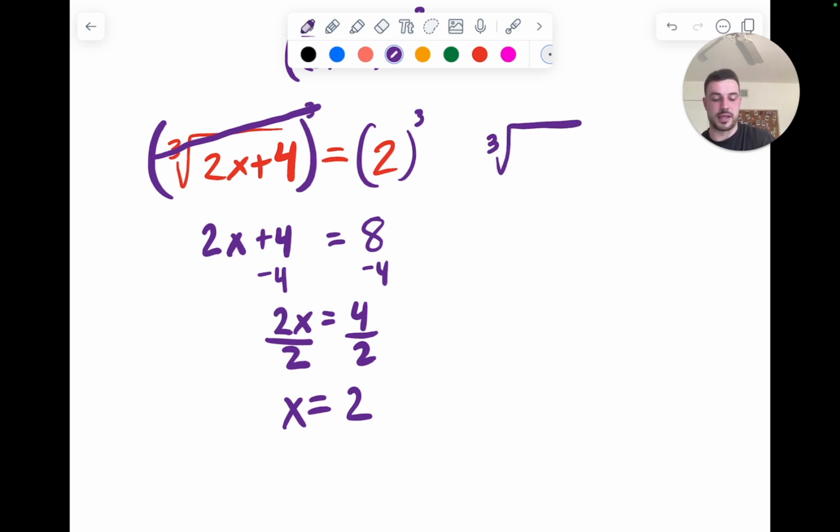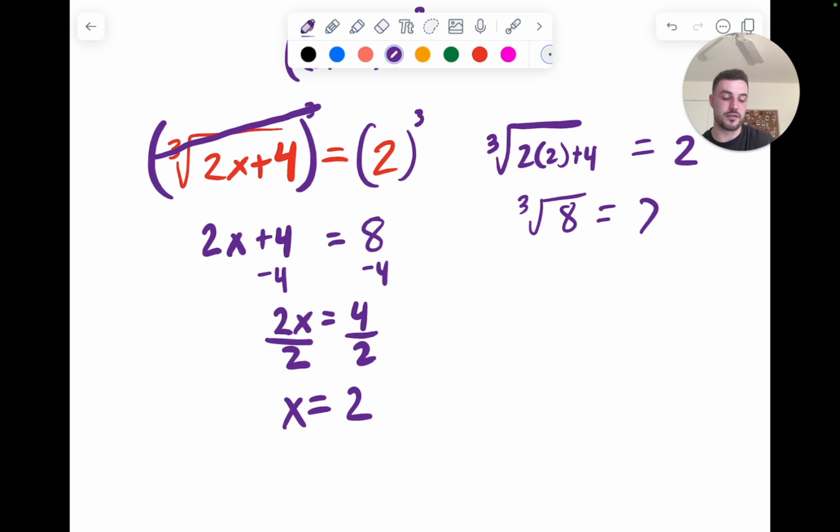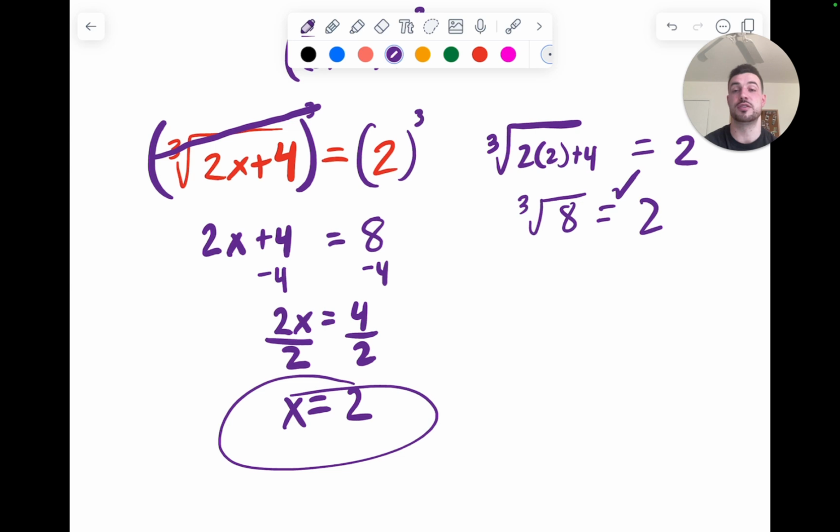Now that last step that I added in there is a check. So let's plug back in and double check that this is going to work out the way that we think it's going to. If I plug that in and we take the cube root, this should equal 2, right? That's what our initial equation says. So I have 2 times 2, which is 4. 4 plus 4 is 8. And then the cube root of 8 is in fact 2, so this checks out. That tells us that 2 is the solution to this equation.